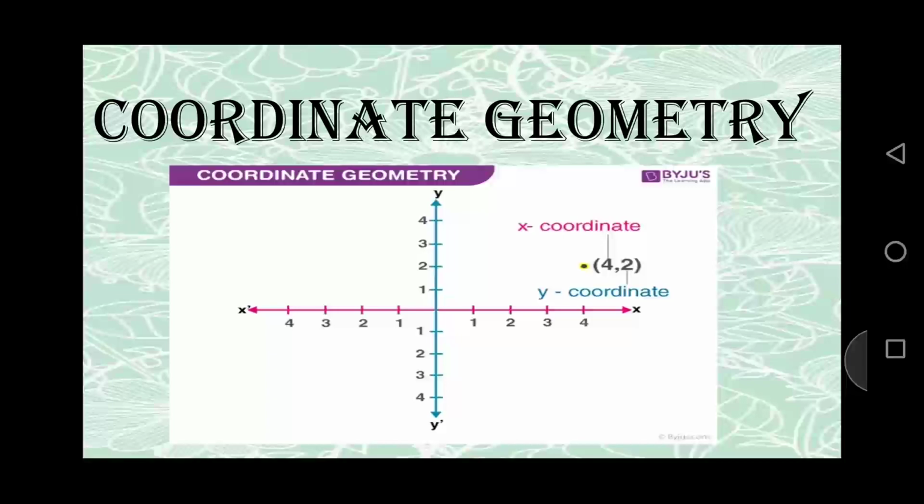Coordinate geometry is what we'll be talking about today. Coordinate geometry is a type of geometry that is connected with points on a Cartesian plane. And a Cartesian plane is when you have your x-axis and y-axis as shown on the screen.